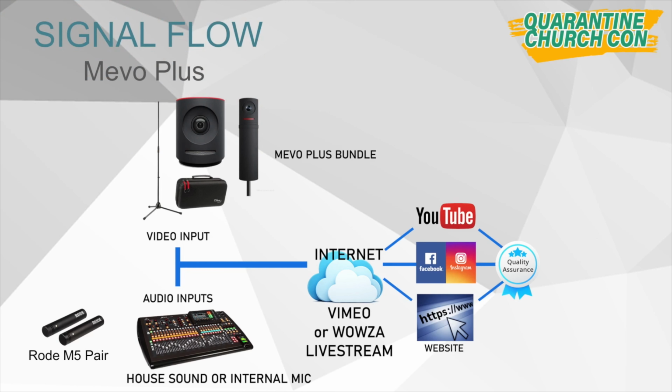So the Mevo Plus is a 4K camera. It comes with its own stand and a kit and everything. And you can actually plug microphones right into it. So you can go through a Rode M5 pair. I've got some pricing on that. You can look those up. It's just a matched pair set. So they sound good. You got left, you got right. It sounds like your ears. You get the atmosphere in the space you're in. Or you can go straight from an audio board into the system and it'll record it as well.